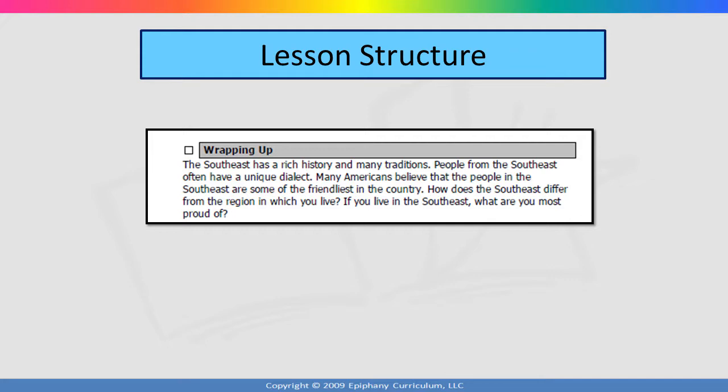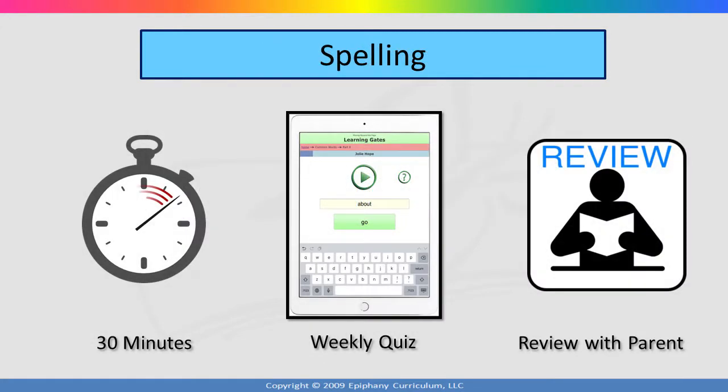In language arts, the only aspect of the program that is outside the daily lessons is the spelling program. The weekly schedule for spelling is really simple. First, you will need to set aside about 30 minutes each week. During that 30 minutes, your child will complete a weekly quiz on a computer, tablet, or iPad. He may have to take this quiz multiple times until he gets all of the new words correct. Finally, you will review the missed words with your child and reinforce any spelling rules that give your child problems.